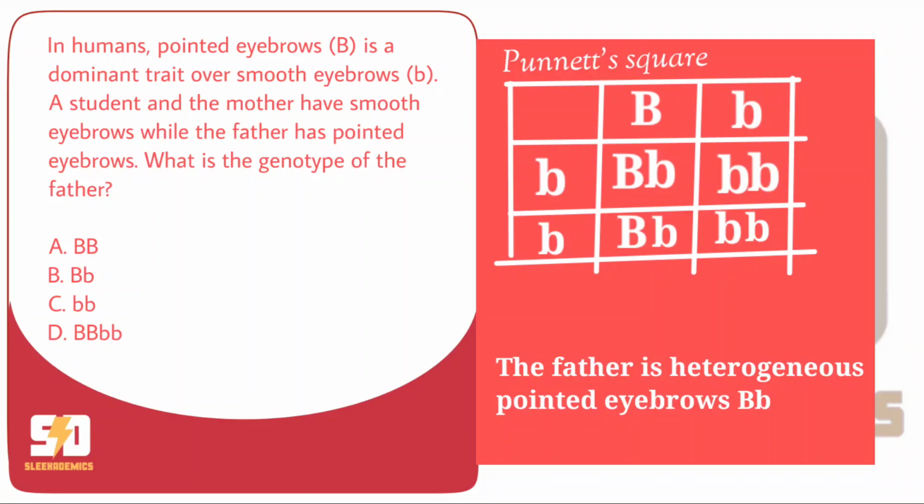And it also must be noted that a recessive trait cannot manifest in the presence of a dominant trait. So, whenever there is a combination of capital B and small b, the capital B will always take prominence. In this case, the child must have inherited a small b from both the father and the mother, indicating that the father is heterozygous pointed eyebrows. That is a capital B and a small b. So the correct answer here is B.